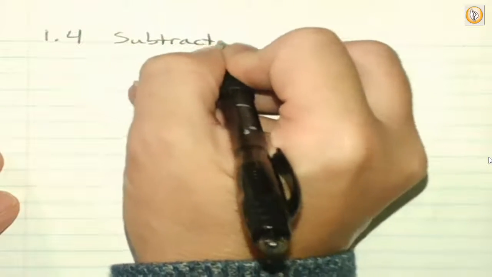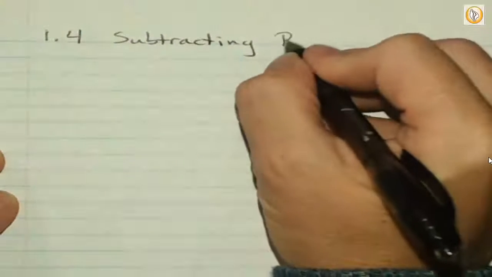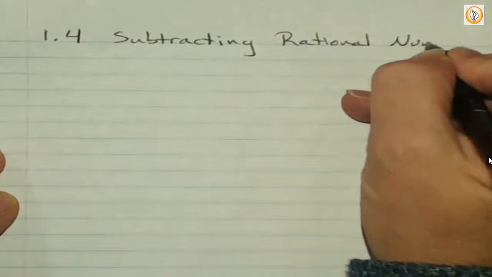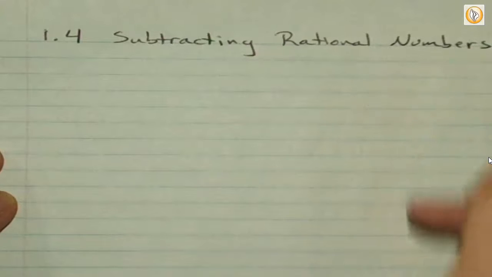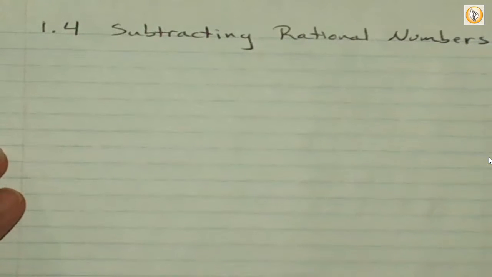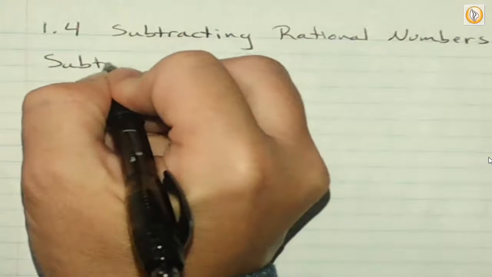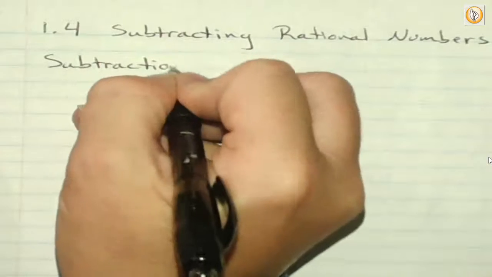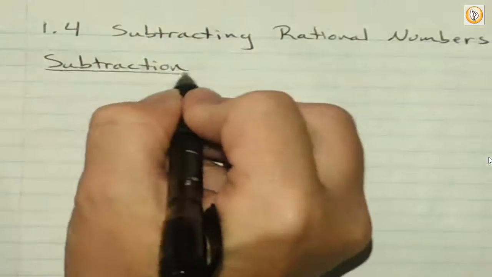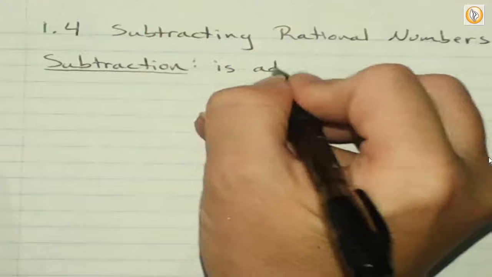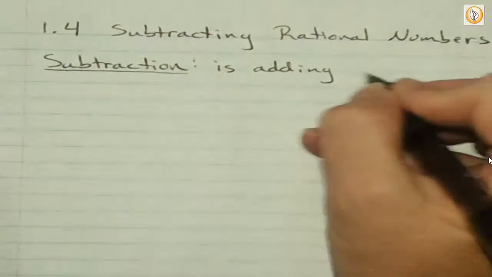All right, subtracting rational numbers. Okay, so yesterday we added, today we're subtracting. Very few notes, so that's nice. Does that count for examples as well? Yeah. Subtraction is adding the opposite.